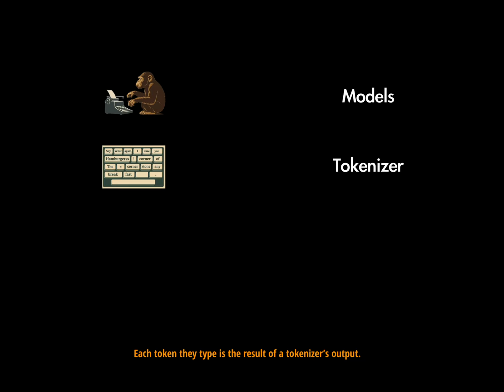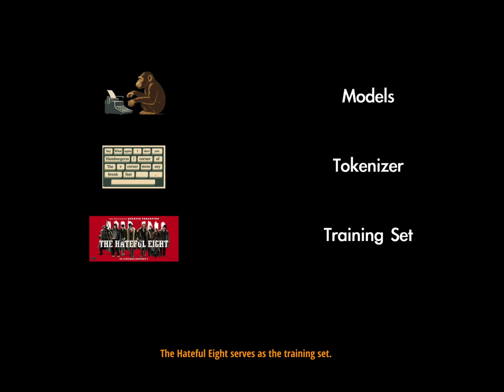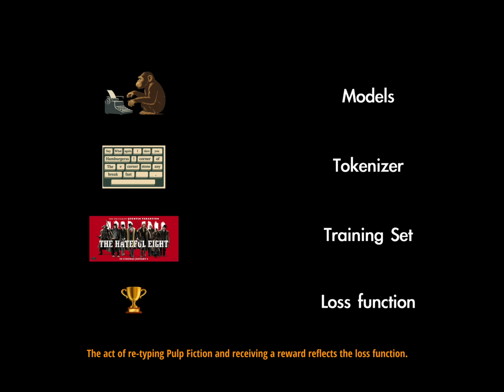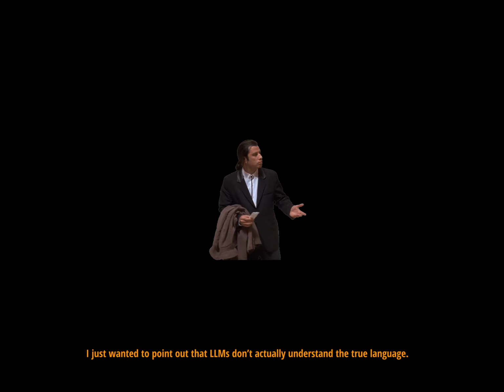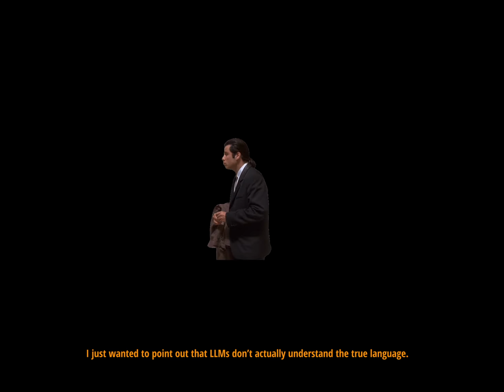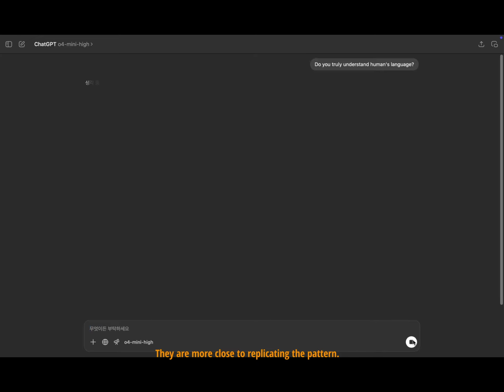Each token they type is the result of the tokenizer's output. The Hateful Eight served as a training set. The act of retyping Pulp Fiction and receiving a reward reflects the loss function. I just wanted to point out that LLMs don't actually understand true language. They are closer to replicating patterns.